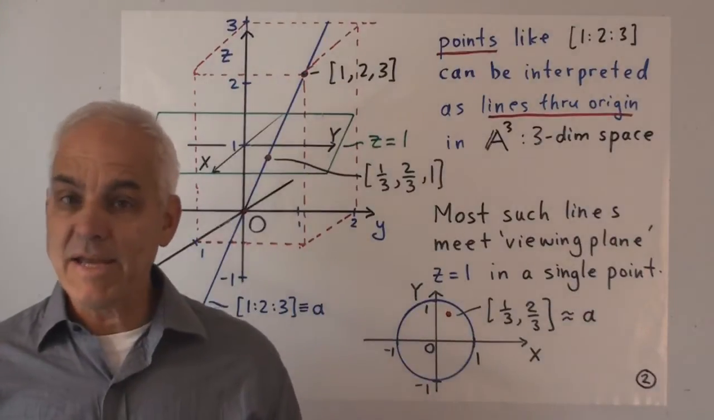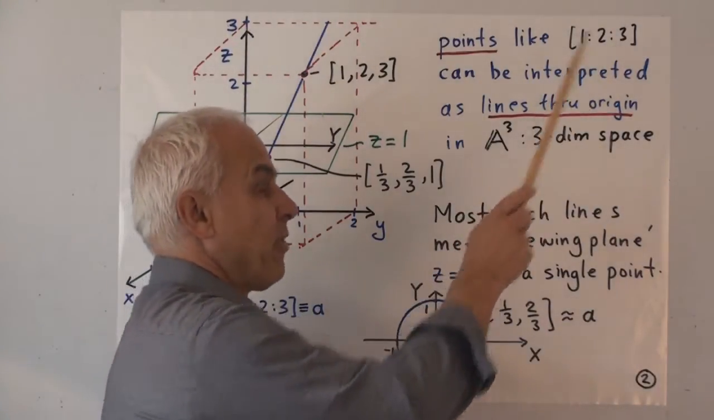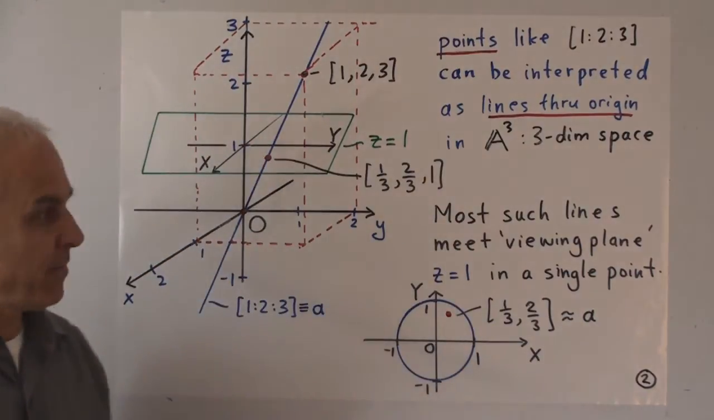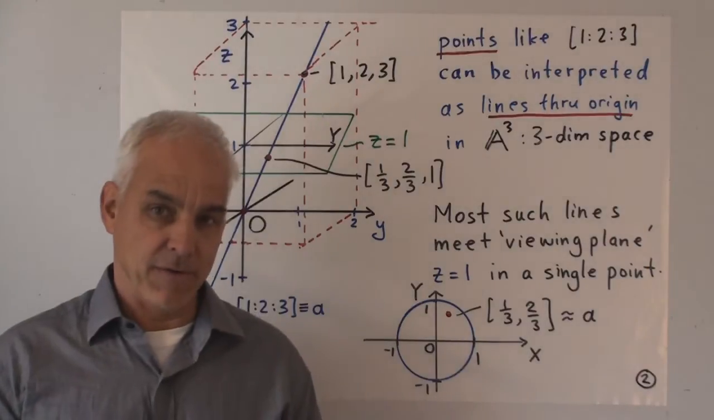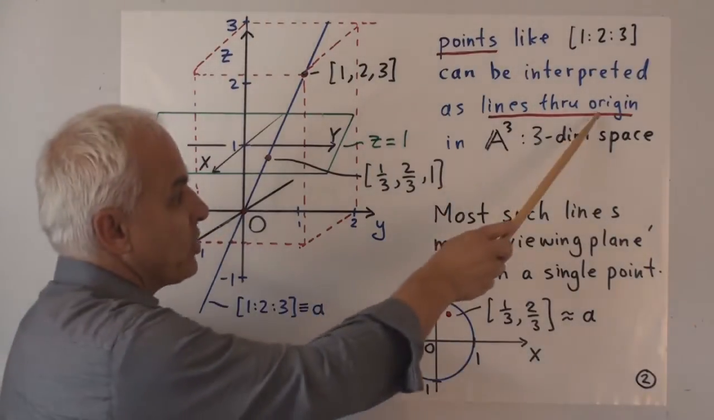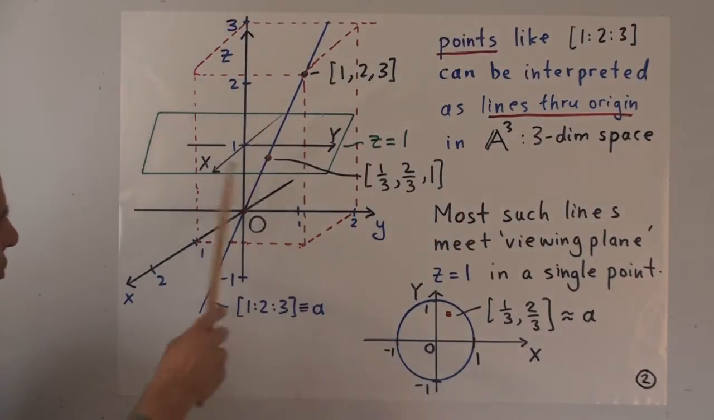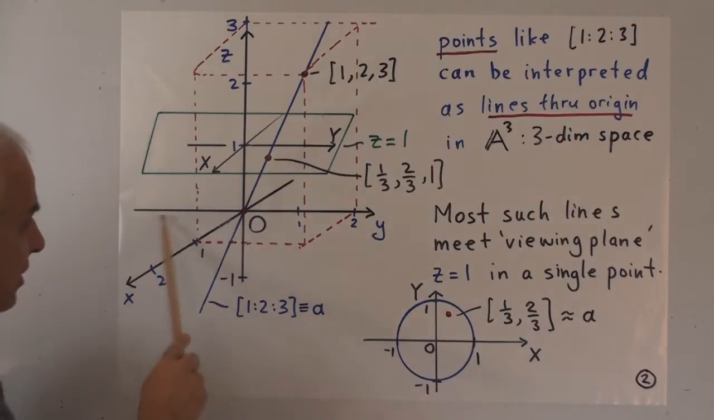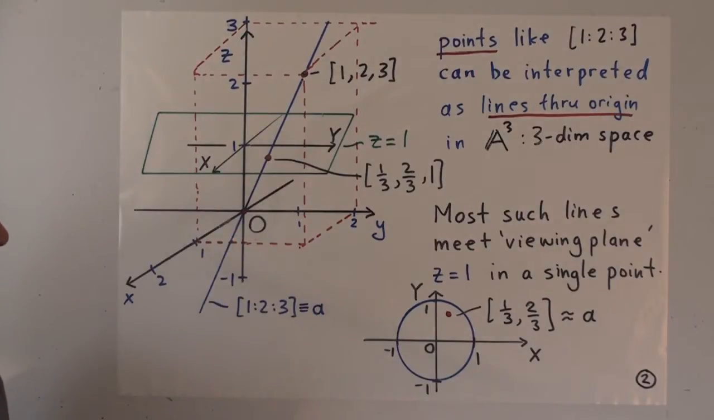There are, in fact, many different ways of visualizing or interpreting a triple of numbers forming a proportion. But the preferred way that I want you to think about it is in terms of lines through the origin in a three-dimensional space. So here's a two-dimensional representation of a three-dimensional space with an x-axis coming out, a y-axis in the plane of the board, a z-axis in the plane of the board also.